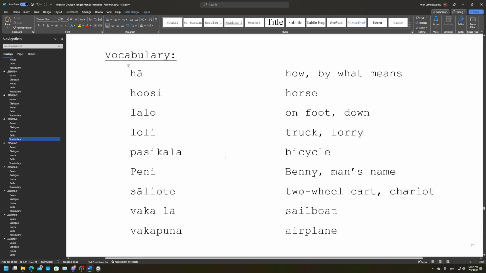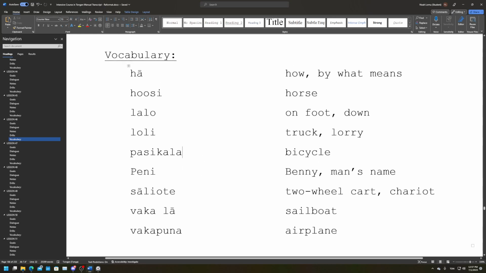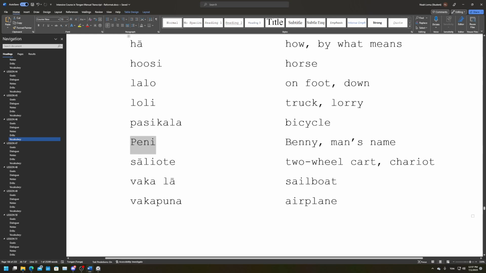Pascala is just the English word bicycle, where this I is very reduced. Pascala. Benny is a very, very common man's name in Tonga. It's just Benny. I don't think you'd hear Benny very often, at least in America. A lot of people aren't being named Benny anymore.